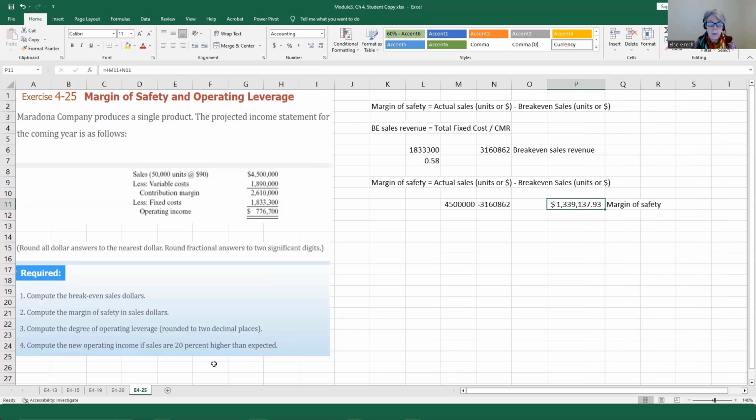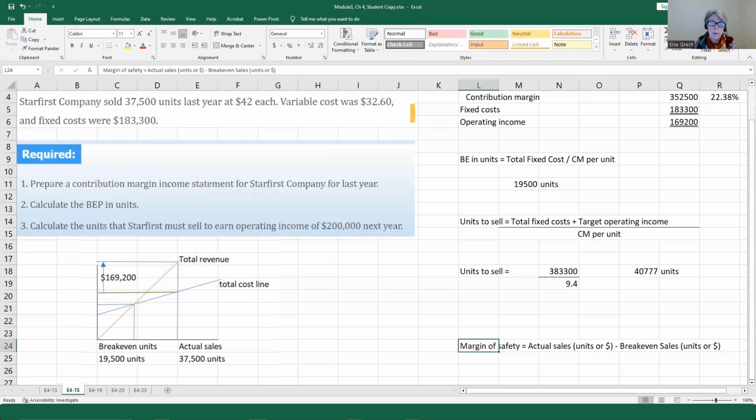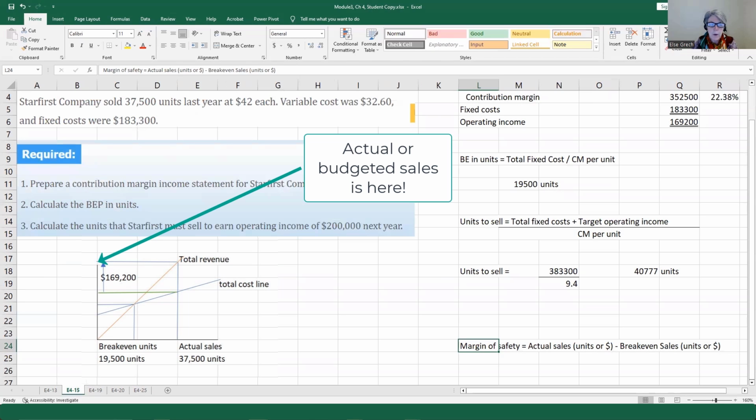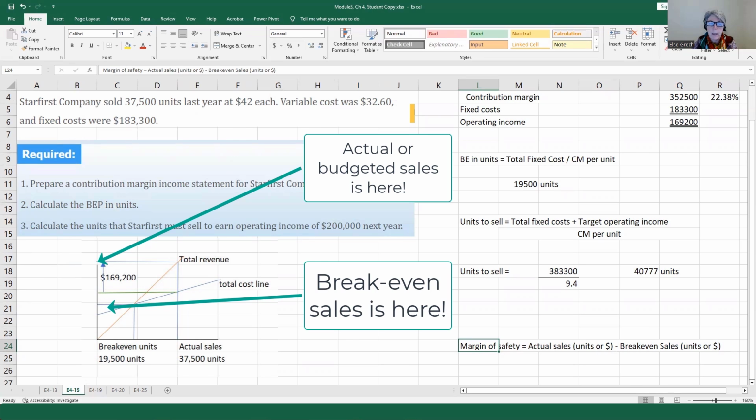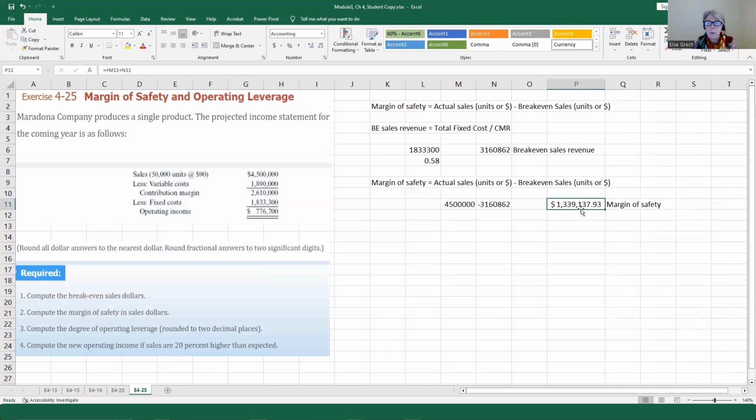Now let's just remind ourselves what that means. We're going to go back to our graph right here. This is where our sales are up here. This is where our sales at break-even is down here. And that difference here is equal to $1,339,137.93. We could round that, right? So that's our margin of safety in sales dollars.